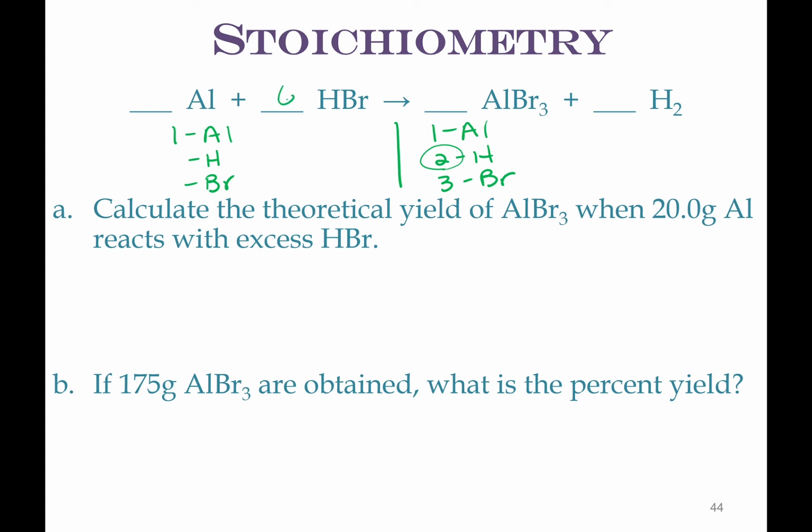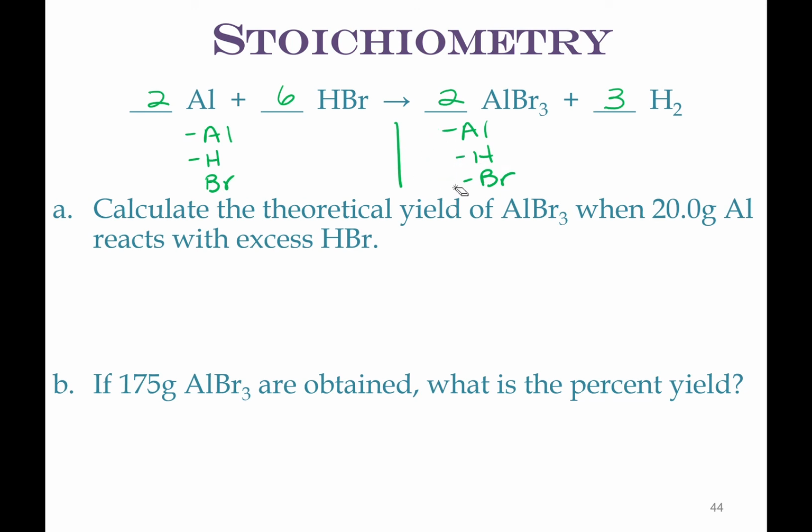So 6 HBr gives us 6 hydrogen and 6 bromine. Now over on this side, I only have 3 bromine, so I'm going to try putting a 2 here. That makes it 2 aluminum and 6 bromine. So that will give me a 2 here for 2 aluminum. And I have 6 hydrogen and 2 hydrogen, so I need a 3 here to give us 6 hydrogen. Right. Hopefully this is getting easier.